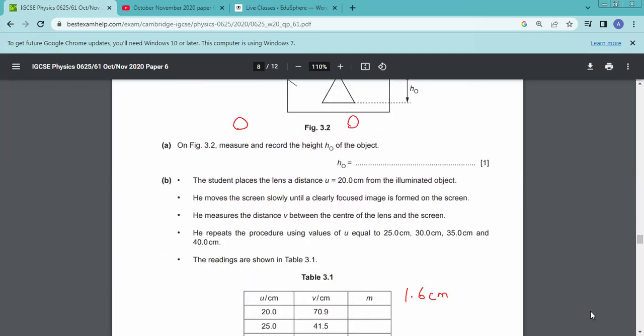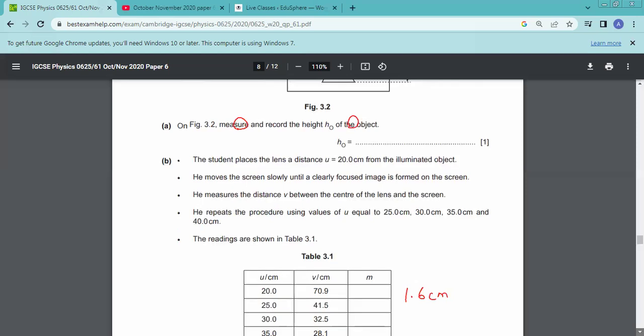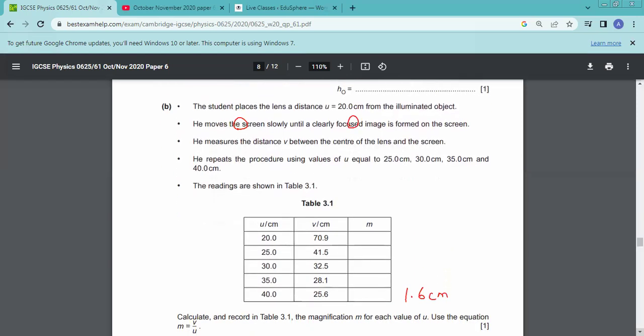Now he repeats the procedure using values of U equal to 25, 30, 35, and 40. He basically uses 4 different values of U. And then he calculates the values of M. M is basically the magnification. So what he's going to do is find the magnification by dividing V and U.